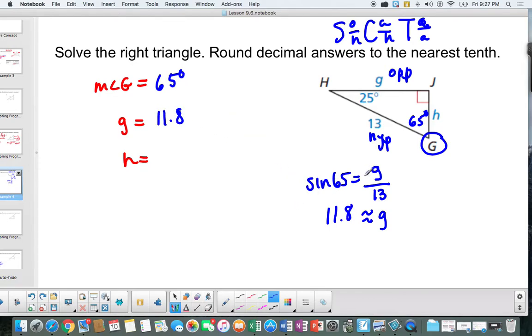Now, I can either use the Pythagorean theorem, or I could go ahead and use cosine. So I'll just use cosine. Cosine of 65 is equal to adjacent, so h is my adjacent, over hypotenuse 13. And so I just put this in my calculator, 13 cosine of 65, and I'm going to get approximately 5.5. So this is about 5.5.